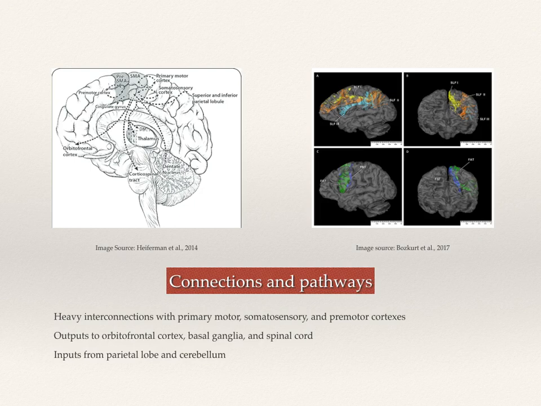movement. The image on the right is more of a realistic representation of the connectivity, but it has heavy interconnections with the primary motor, somatosensory, and the premotor cortexes, so it gets input and it sends out input to those places. It also has outputs to the orbitofrontal cortex, the basal ganglia, and the spinal cord, and then inputs from the parietal lobe and the cerebellum. So it's kind of getting something from everywhere.